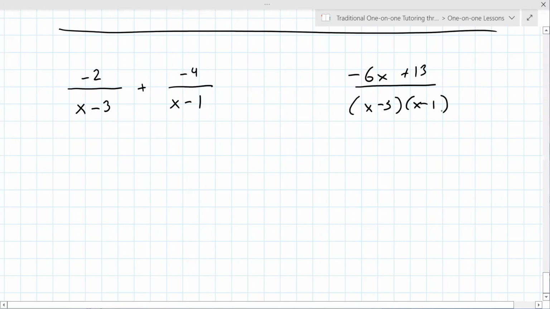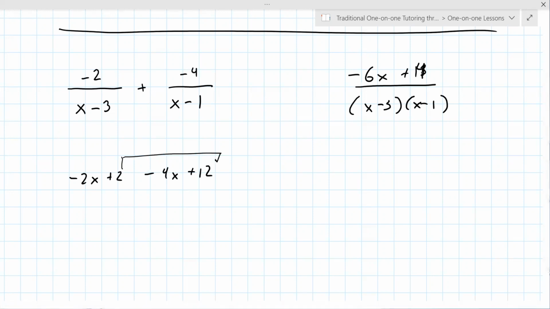Okay, very good. All right, let me take a look here. So it becomes -2x plus 2 minus 4x plus 12. So it's just slightly different here. 2 plus 12 is 14. But yeah, looks good otherwise.